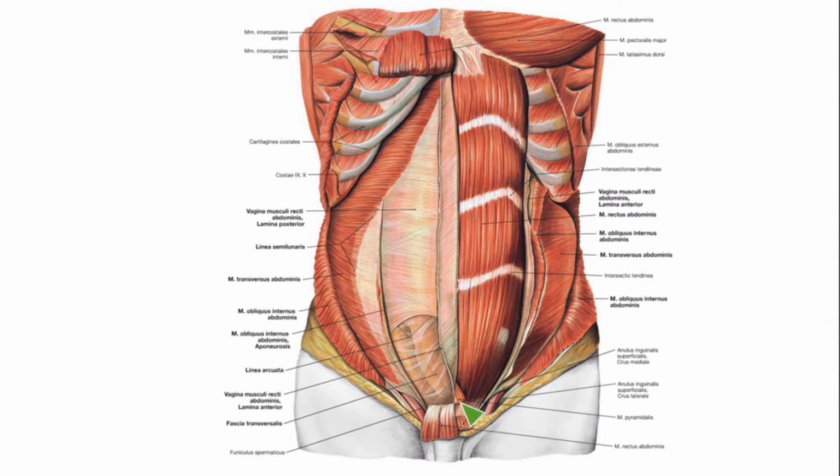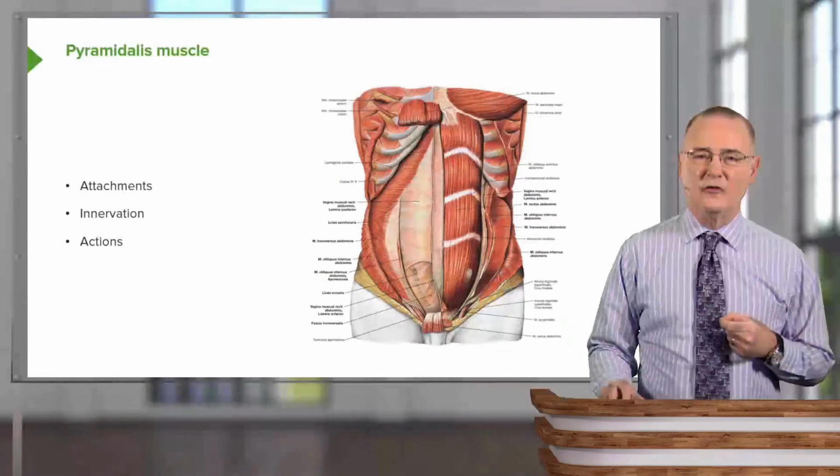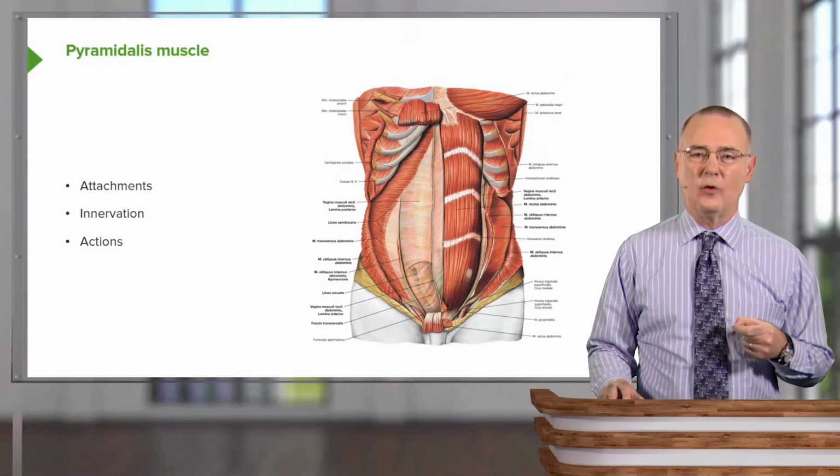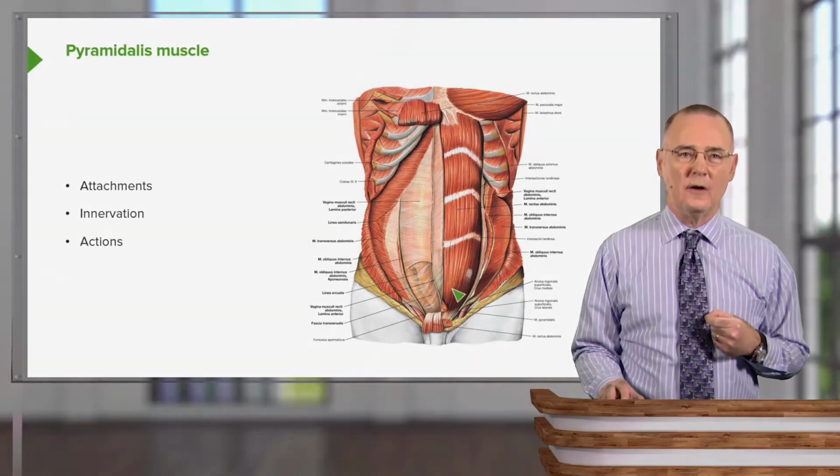Attachments of this muscle are from the pubic bone and pubic symphysis, and it inserts into the linea alba, which is this region right in through here. Functionally, it is said to tense the linea alba, but again, this is relatively unimportant. Its innervation is from the anterior rami from your 12th thoracic spinal nerve.